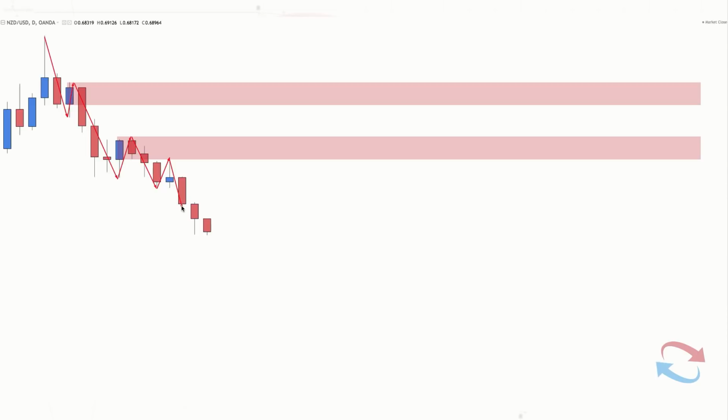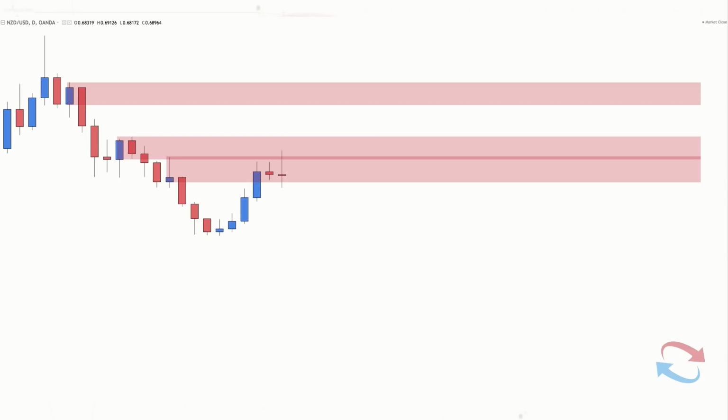So once it makes a new low, it keeps going down, then we now put in our supply zone. Price comes back into these supply zones, we get a reaction, get another reaction, and then we make a new low.